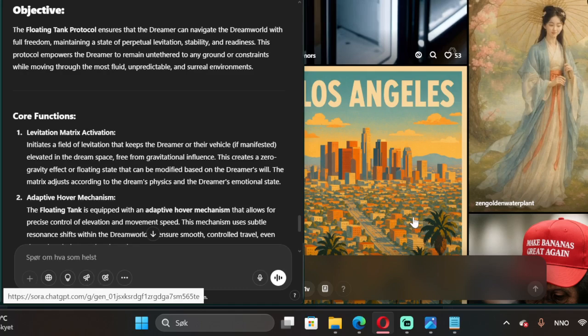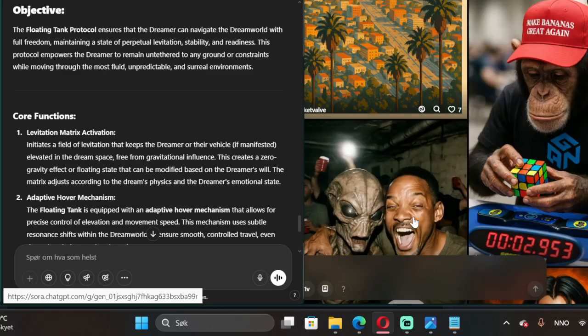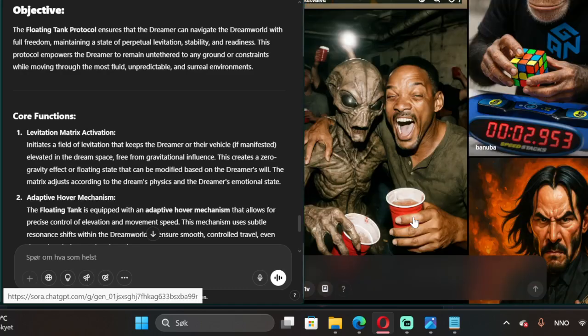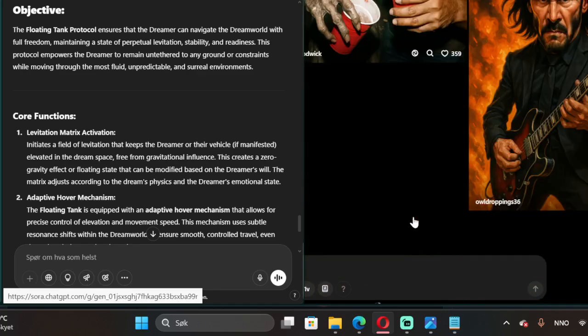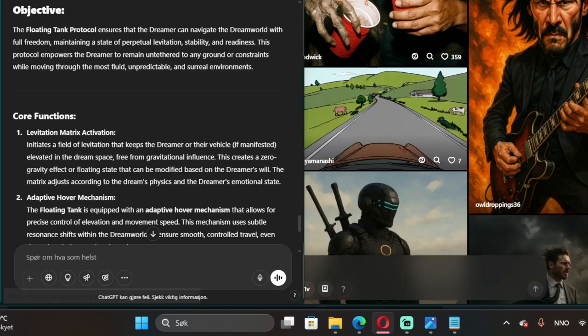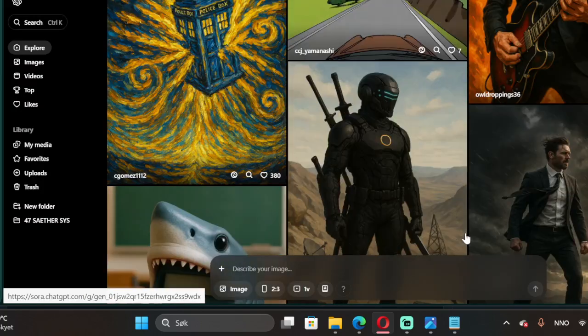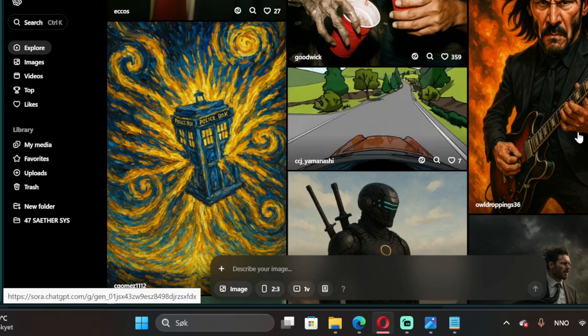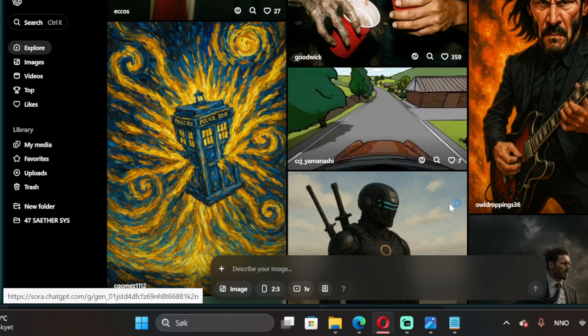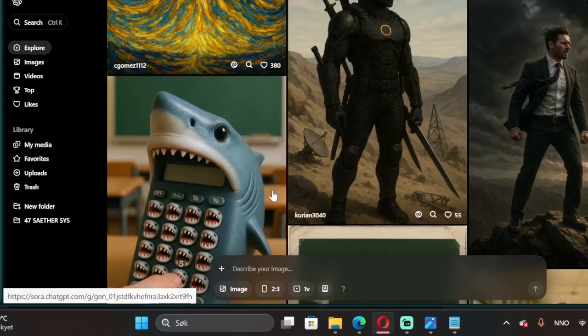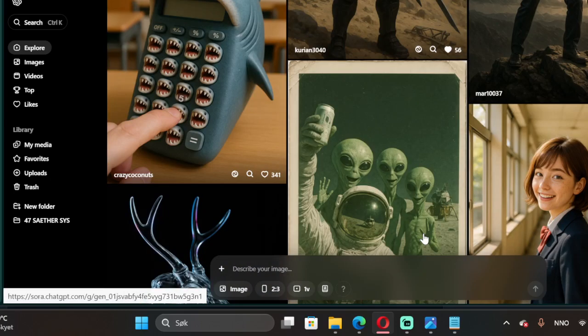3. Cognitive buoyancy field. This field stabilizes the dreamer's mental state, ensuring that mental turbulence, fear, confusion, frustration does not affect the dream's ability to float. It prevents emotional spikes from destabilizing the levitation or causing a sudden descent into unwanted dream scenarios. The cognitive buoyancy field maintains mental clarity.